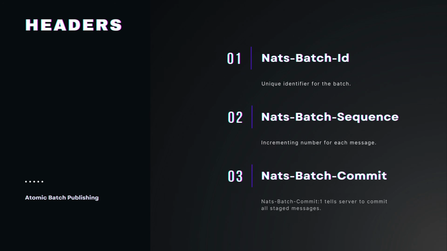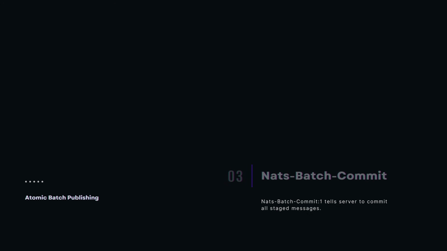So the server tracks batches using 3 headers. First is the NATS batch ID, a unique identifier for your batch. Second is the NATS batch sequence, an incrementing number for each message in the batch. And third is NATS batch commit, which tells the server to commit all the staged messages.